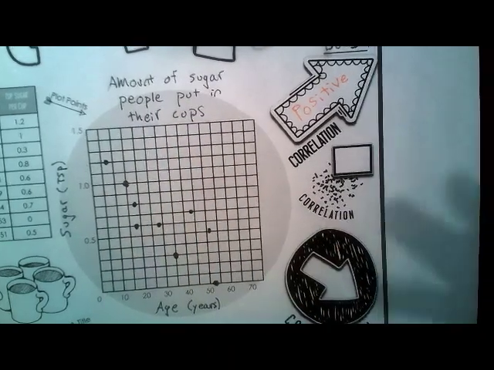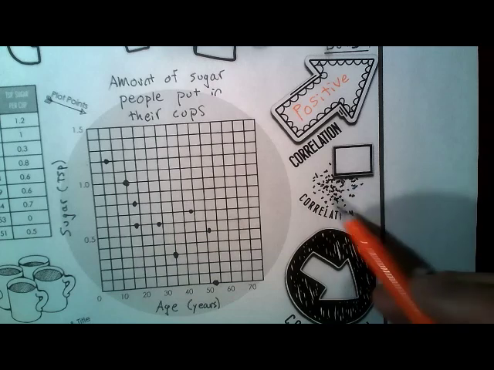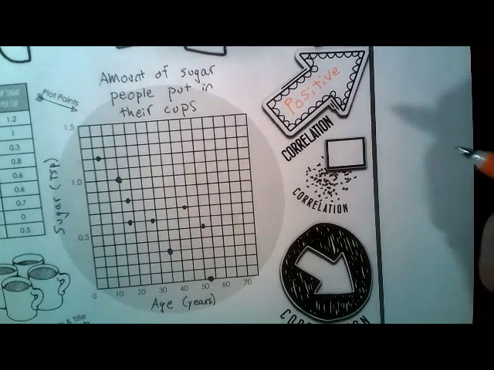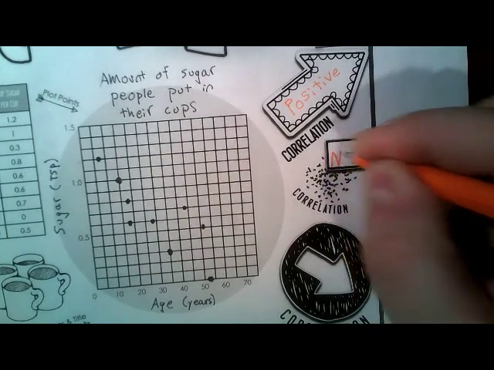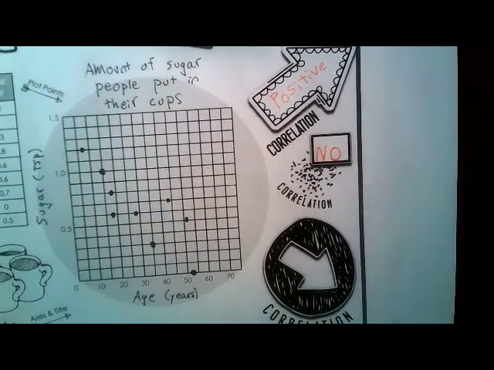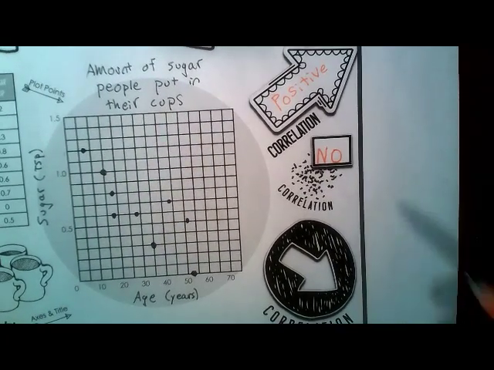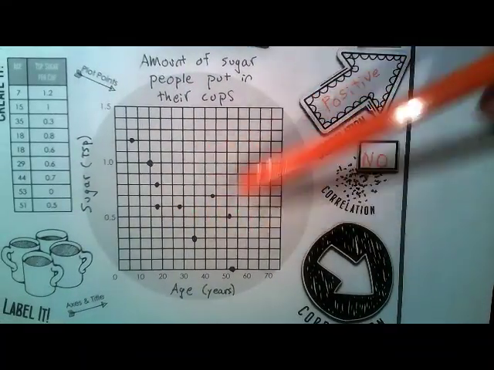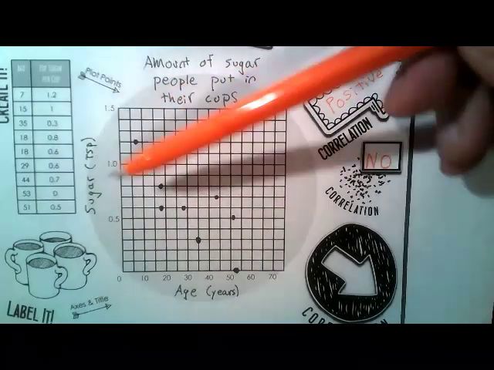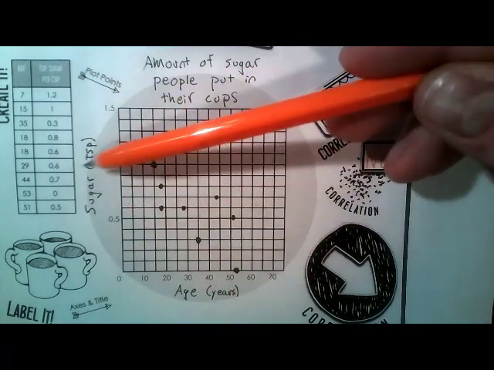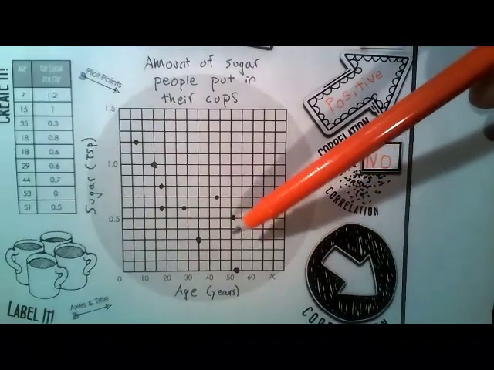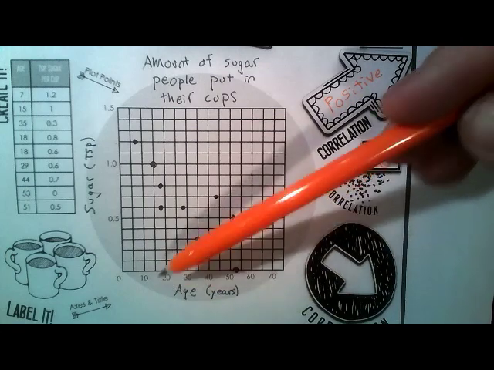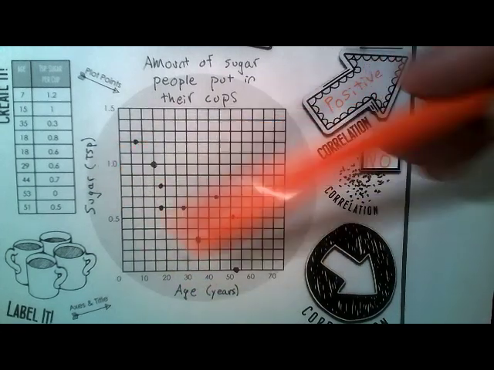Now, if you have a bunch of dots that are just clumped together, this means there's no correlation. No correlation at all. It's not positive, it's not negative. There's zero correlation. If these dots were just everywhere, that means the age and the teaspoons of sugar are not related at all. There's no trend there. For example, the age you are doesn't affect the amount of sugar that you want in your cup.